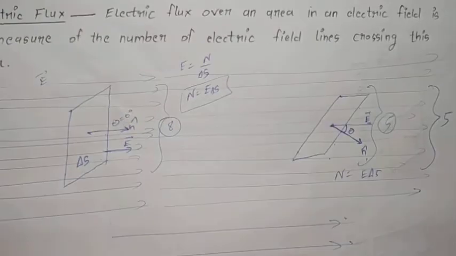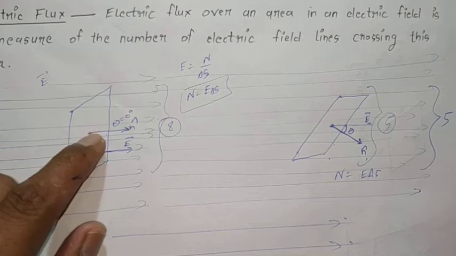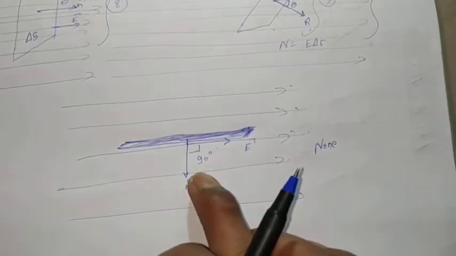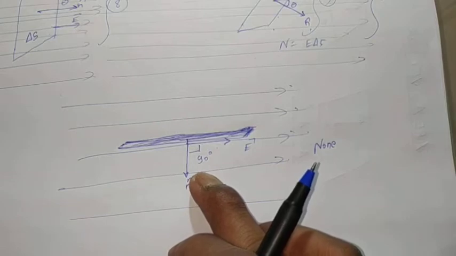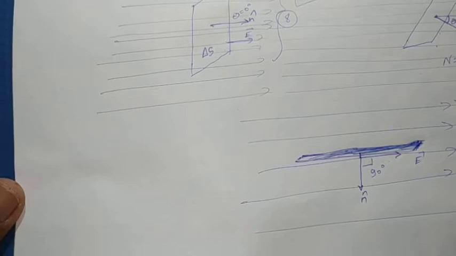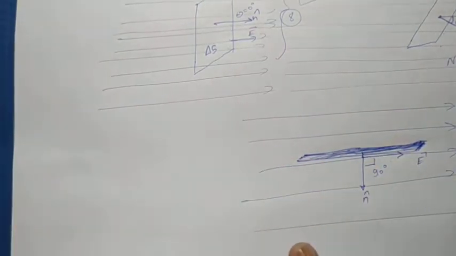Now we have seen the maximum field lines passing when the angle theta equals 0 degree, and when the minimum field lines were passing, it was 90 degree, and in between this was 0. So I am making some mathematical arrangement for this.